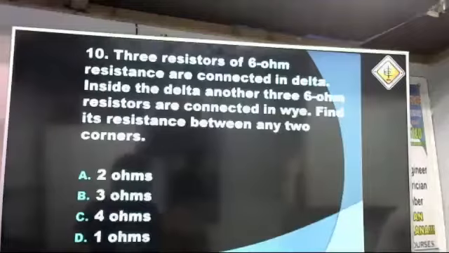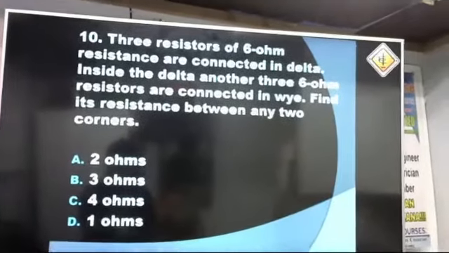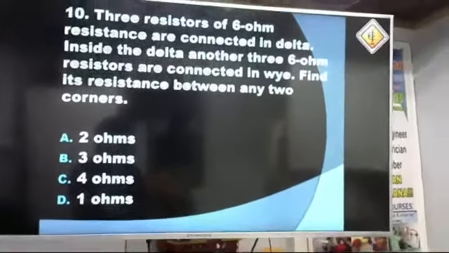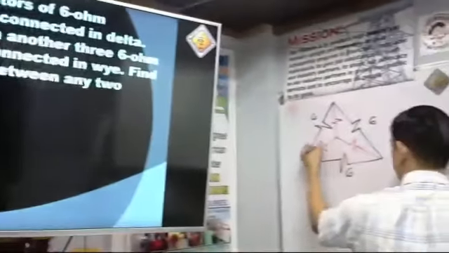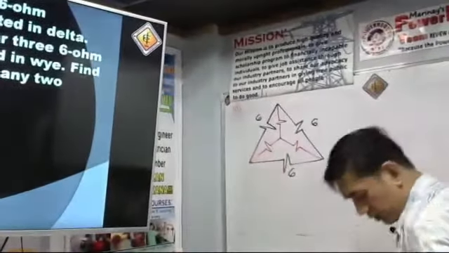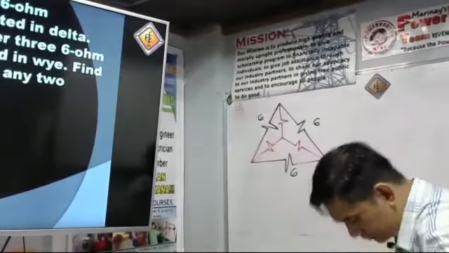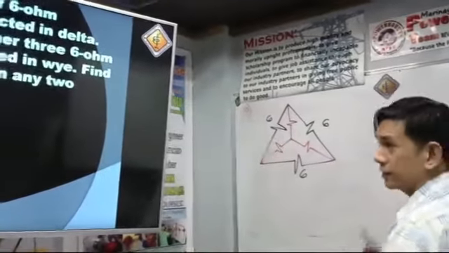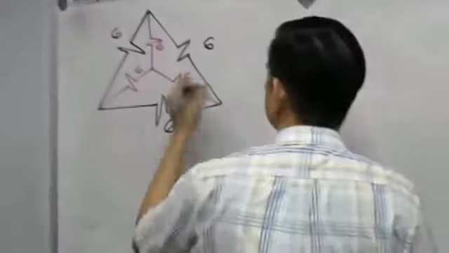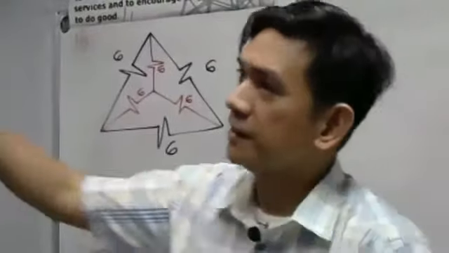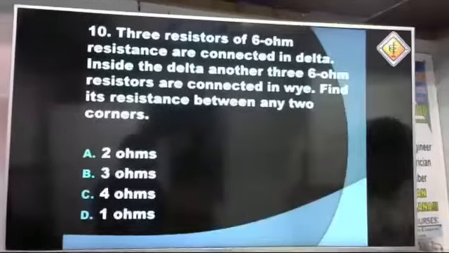So there is another 6 ohm. There is another 6 ohm resistor here. Okay. So we have here another 6, 6, and another 6 here. The question is, find the resistance between any 2 corners.